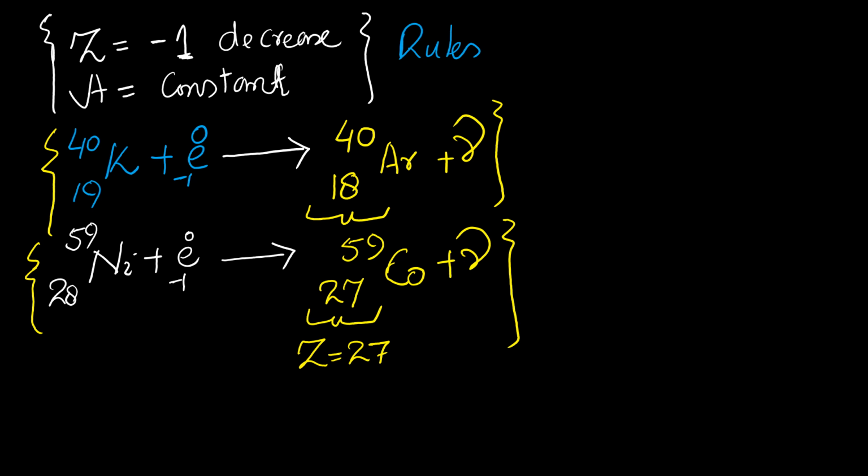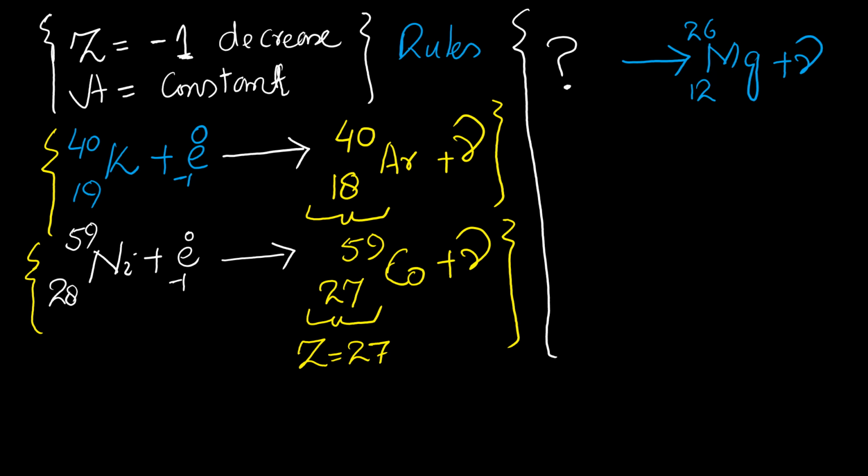Now let us solve some problems for the electron capture process. Suppose we have an electron capture process, and as a result we find a new element, magnesium 12, 26, along with a gamma particle. We need to know which type of element goes through electron capture and results in the production of magnesium.